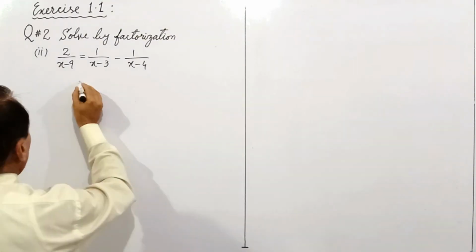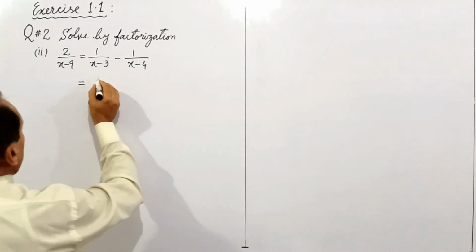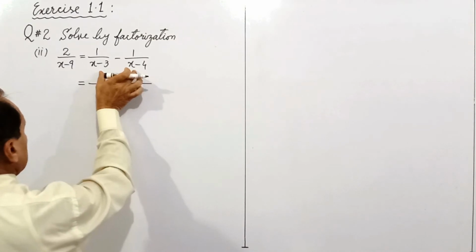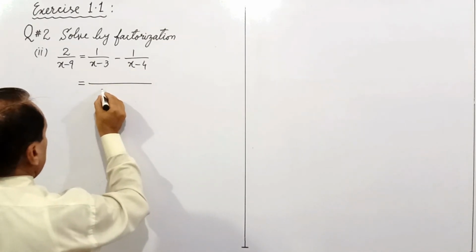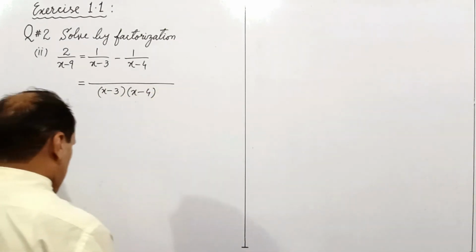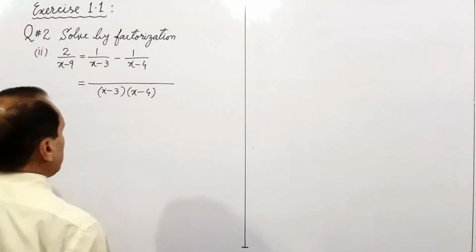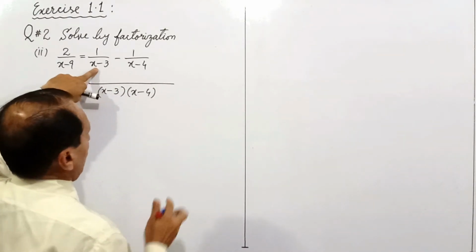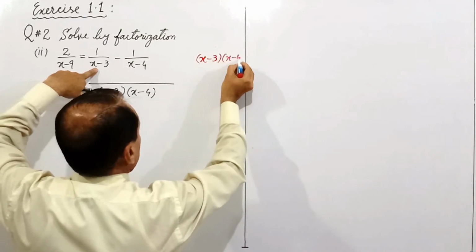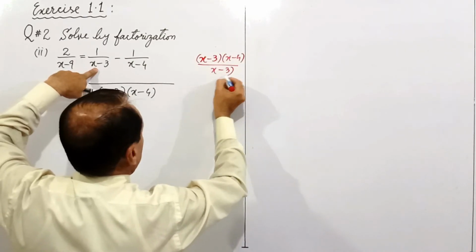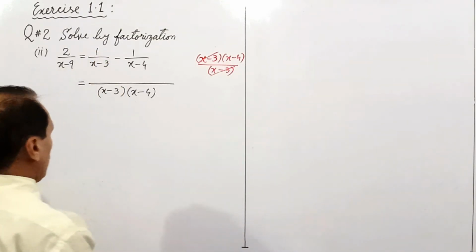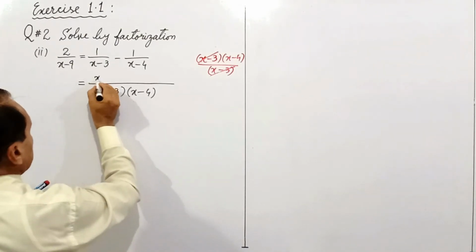Let's solve this. For this, we find the LCM of the right hand side, and again we observe that the two fractions have uncommon factors in their denominators, x minus 3 and x minus 4, and we use the same procedure. We divide the LCM by the first denominator: x minus 3 into x minus 4 divided by x minus 3. X minus 3 is cancelled, x minus 4 is left, and that is multiplied to the numerator 1, and we have x minus 4.